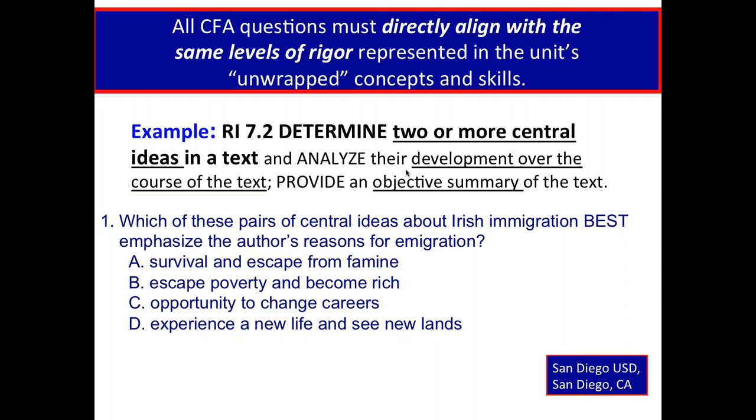What is my purpose? And if we look at these four choices, which of the pairs of the central ideas about the Irish immigration best emphasize the author's reasons for immigration? And we're going to talk more about choosing the best answer. But if we take a look at the four choices, I'm going to pause just for a moment. Which distractor, A, B, C, or D, might need to be changed because it doesn't align with the purpose of the unwrapping? I'll pause just for a moment.